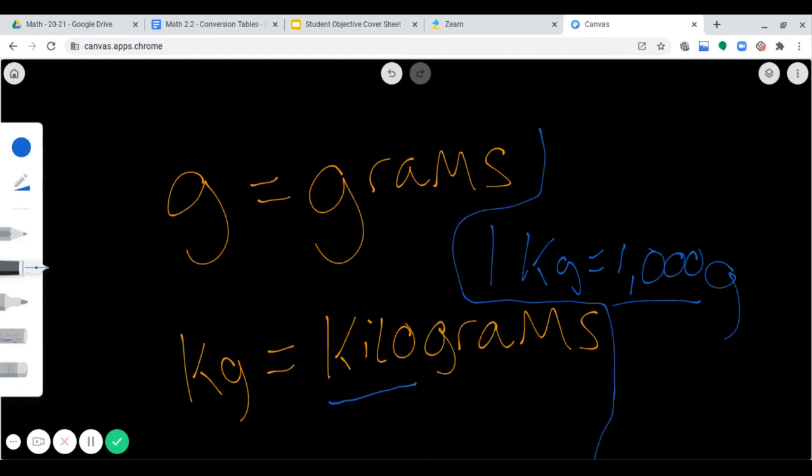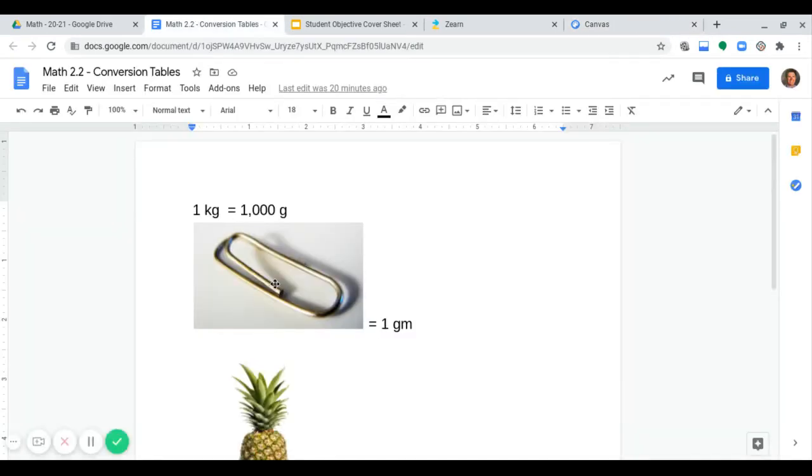So which weighs more, a kilogram or a gram? A kilogram weighs more because 1 kilogram has 1,000 grams in it. So what are some things that we can compare that to in real life? If we look here, 1 gram is equal to around the weight of a paperclip. So a standard size paperclip is going to be around 1 gram. So real light.